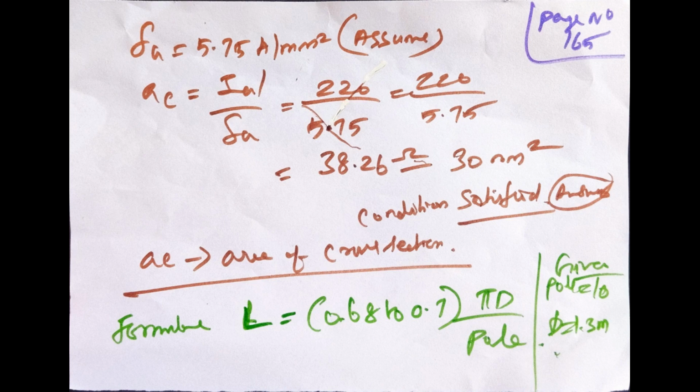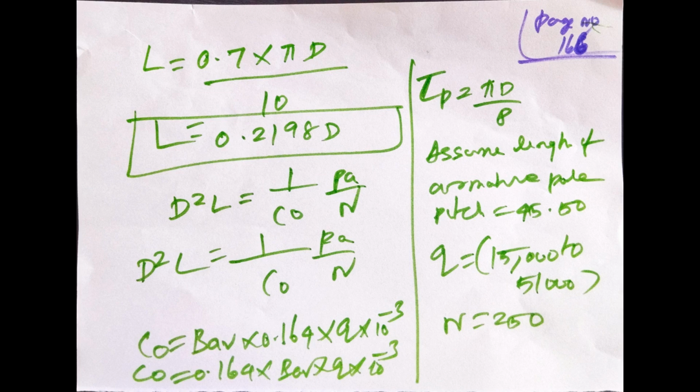Formula for L is equal to 0.68 to 0.7 pi D divided by pole. Given value pole is equal to 10, D is equal to 1.3 meter. Capital L is equal to 0.7 into pi D divided by 10, so L is equal to 0.2198 D. D squared L is equal to 1 by C naught into PA divided by N. C naught is equal to B average into 0.164 into q E into 10 power minus 3.